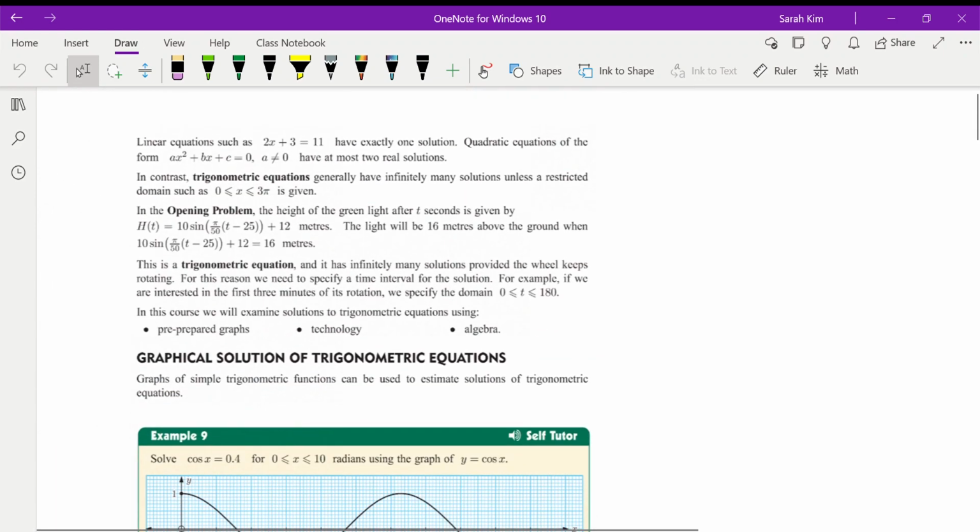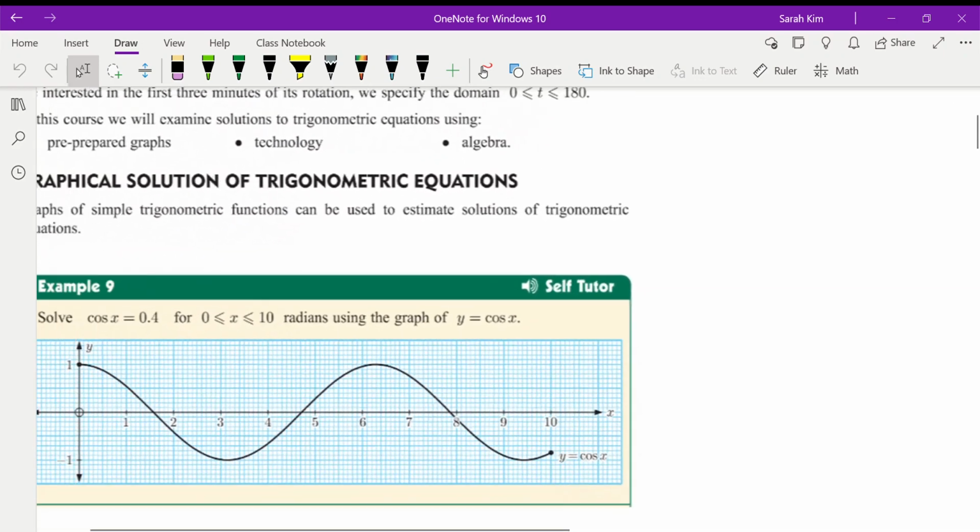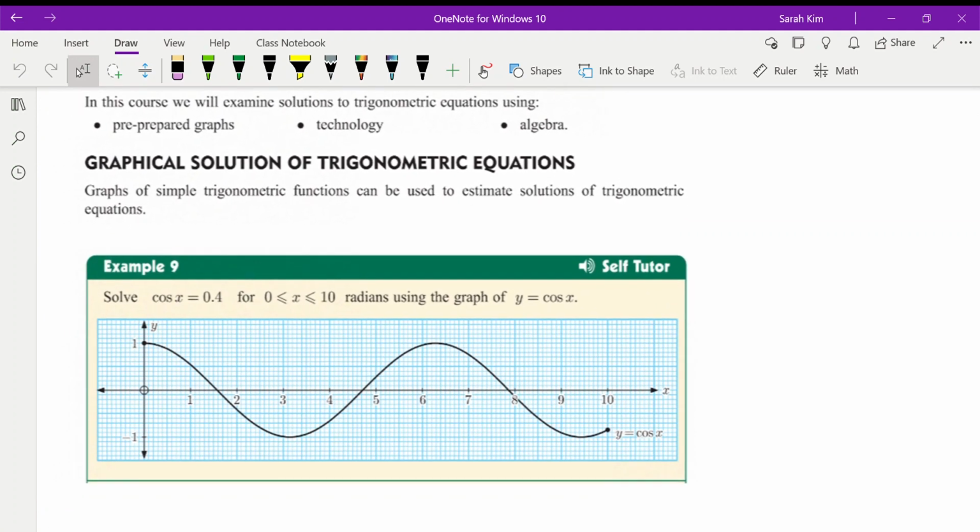You can give this a read if you want, and there's nothing really to write down. We should be able to use graphs. We should also be able to use technology. We should also be able to use algebra to find answers to trigonometric equations. So that's what we're going to try. First of all, we're going to try graphical solutions.